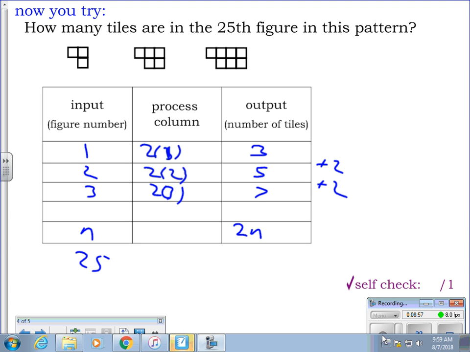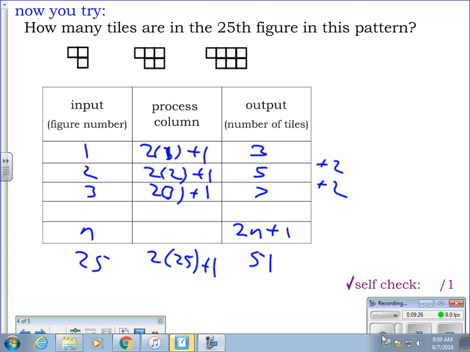I need to add 1, right? 2 times 1 plus 1, 2 times 2 plus 1, 2 times 3 plus 1. So my formula is 2 times n plus 1. I had to make an adjustment on this one. Okay. So the 25th one is 2 times 25 plus 1, or 51. There will be 51 tiles. Okay?